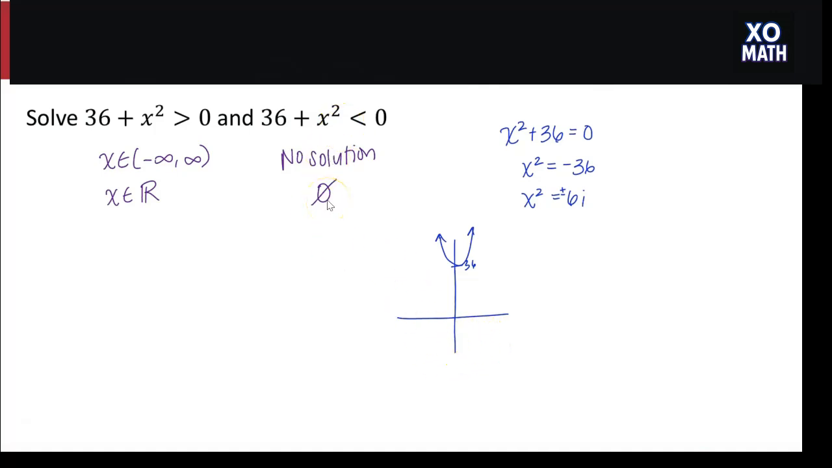Or if you would have tried to do a sign analysis, there's no x-intercepts or zeros, so you could pick any test point you want, say 1, substitute 1 into the inequality, 1 squared plus 36, that's greater than 0, so this is always positive. Or if you're trying to solve this inequality, it's never negative.